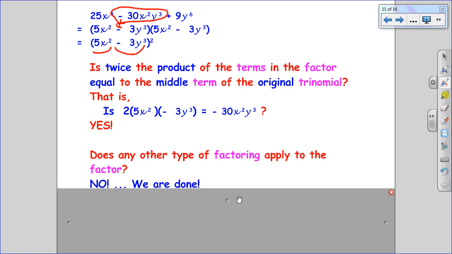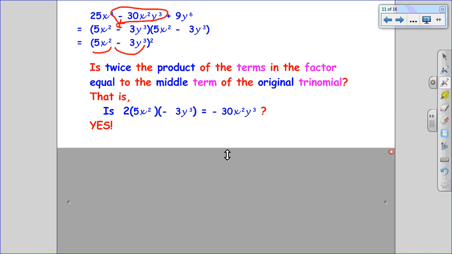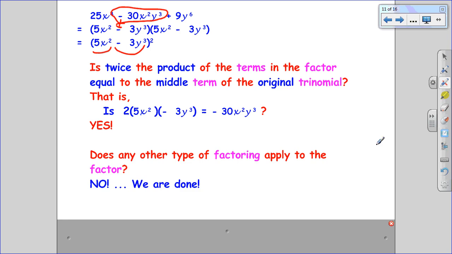Absolutely. And I have to look at my factors in the bracket because there's a lot of stuff going on in there. I've got a 5x squared and a minus 3y cubed. There's no common factors. There are 2 terms, so I'm going to check for a difference of squares in here, and neither one is a perfect square. So I'm actually done my question.